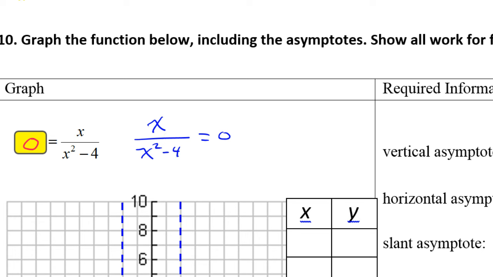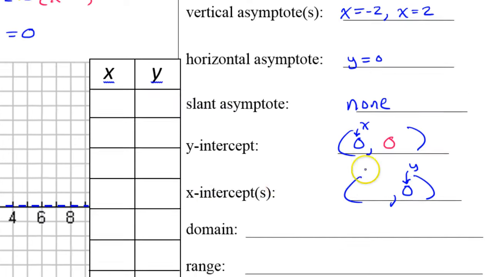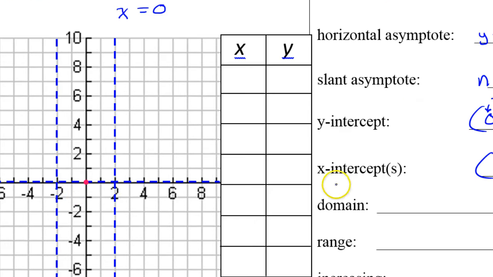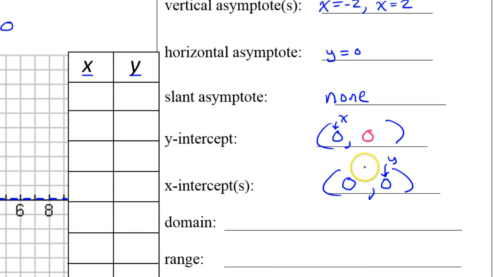I can multiply by the denominator. So if I multiply by x squared minus 4 on the left and x squared minus 4 on the right, the x squared minus 4 cancels out. That leaves me on the left with just x equals. But guess what? 0 times anything is 0. So that leaves me with just x equals 0. So this is going to be my x-intercept. So I'm going to have 0 here. So my x-intercept and my y-intercept are both (0, 0). And that's my only x-intercept. Sometimes there's more than one.